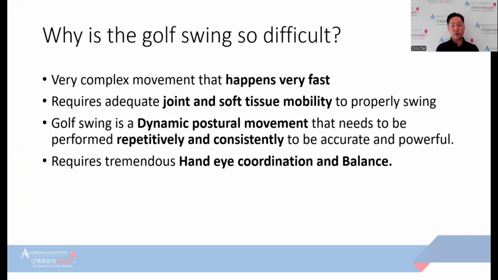And of course, it requires tremendous hand-eye coordination and balance. As you guys know, the golf course is not flat all around. You're going to have your hills. You're going to have your leaning back shots and various planes and surfaces, which will require a tremendous amount of balance as well as hand-eye coordination.